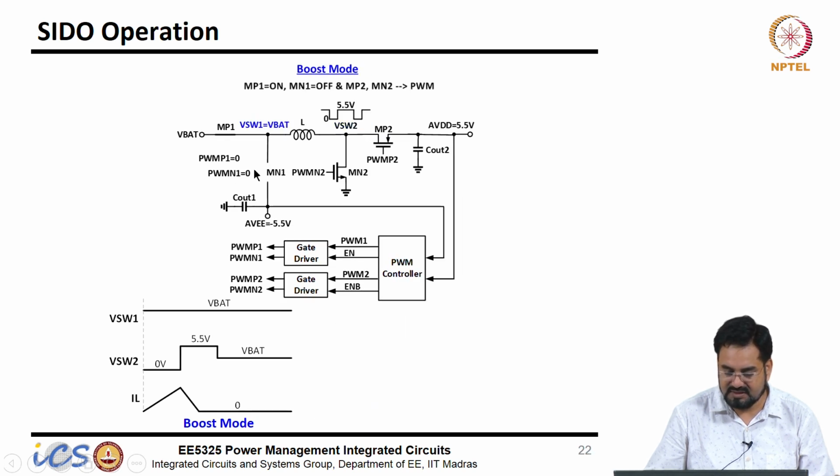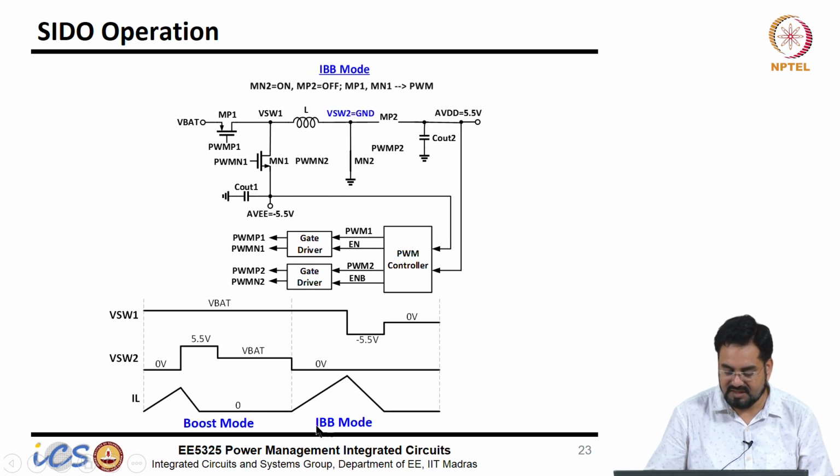So, in the boost mode, we want this terminal to be connected to the battery, and we want this node to be switching. So, your PWM will be applied on these two switches, and this switch will be permanently off. So, all the current will be supplied to AVDD. In the next phase, when IBB mode, or inverting buck boost mode, is there, we know that the inductor terminal is ground, and this switch will be permanently open. Now your PWM will be received by these left hand side switches, and your output will be here, which is minus 5.5 volt.